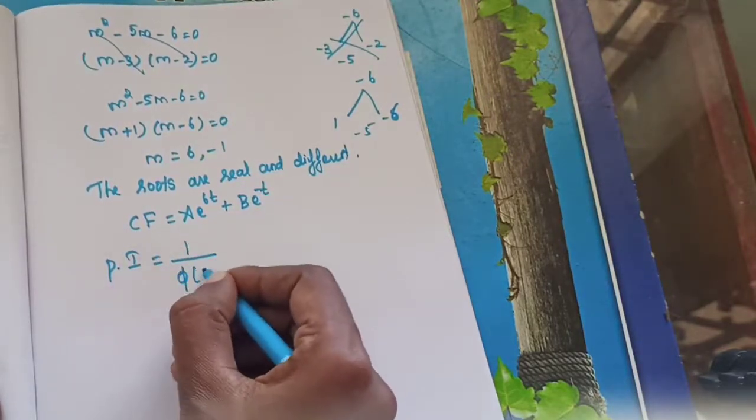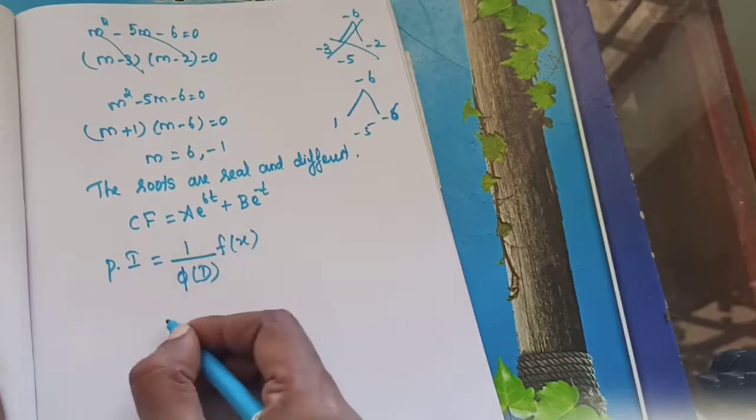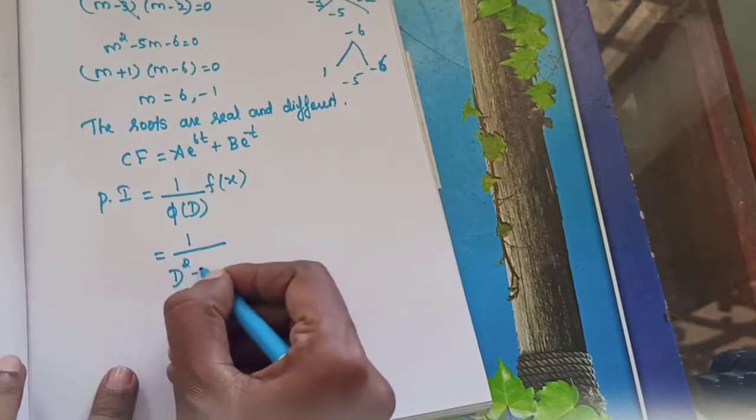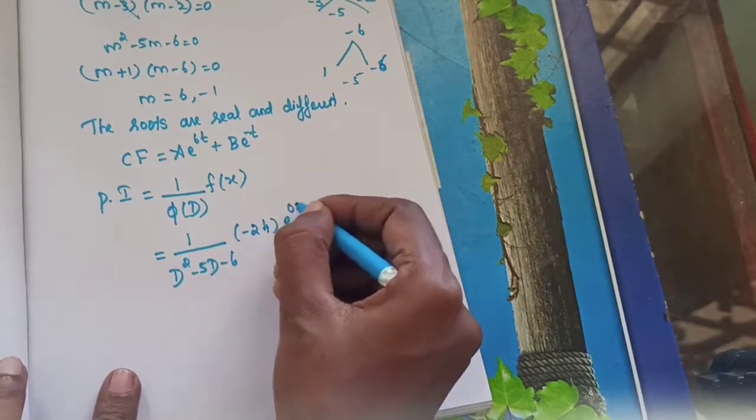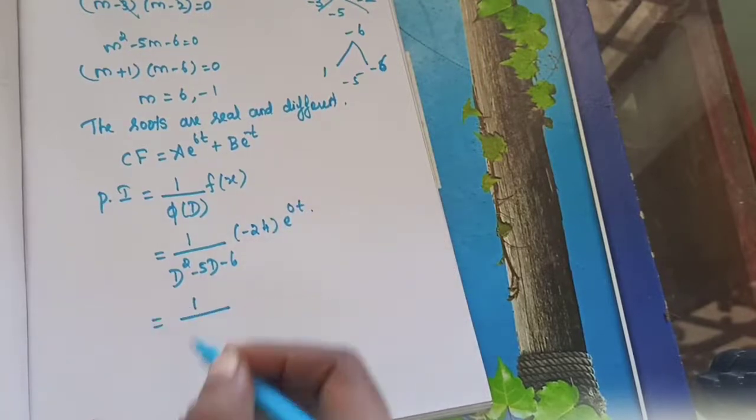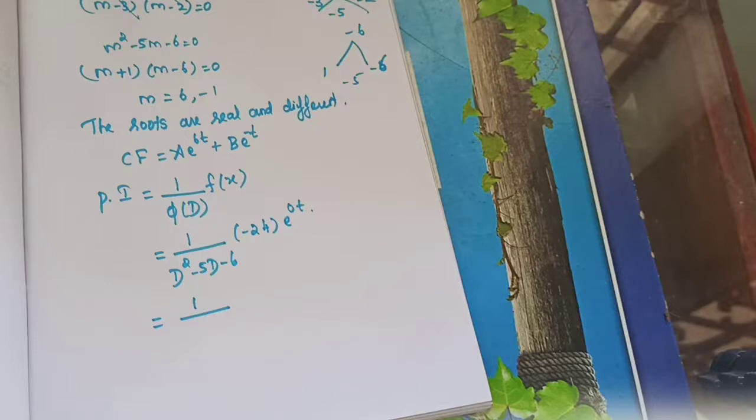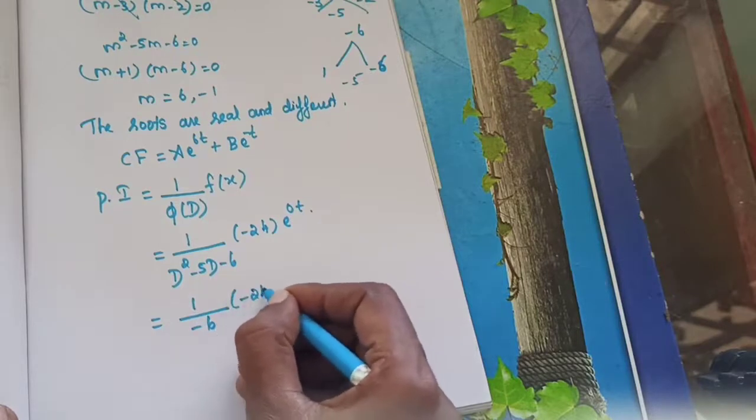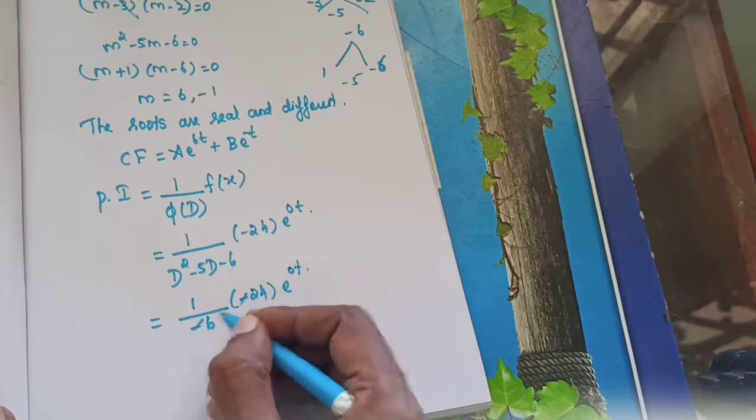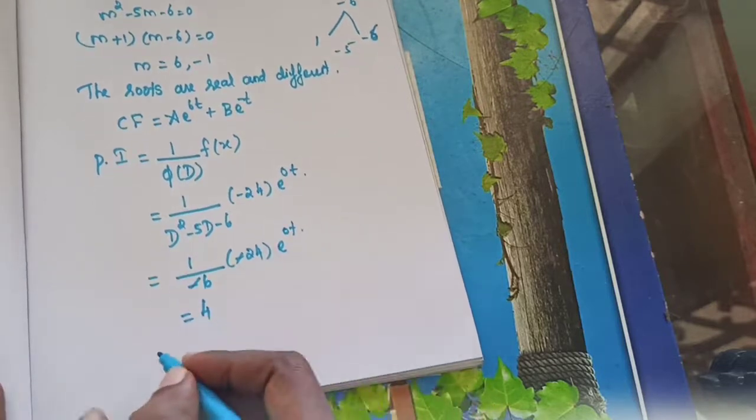1 by f of D into f of x is equal to 1 by D square minus 5D minus 6. F of x is minus 24 e power 0t. Okay. So substitute 0 in the place of D. If you are getting 0, we need to do another 1 by f dash of D. Right. So here we won't get 0, here 6 is there. So minus 6 will be there, minus 24 e power 0t. So minus will get cancelled, you will get 4. E power 0t, the value is 1.